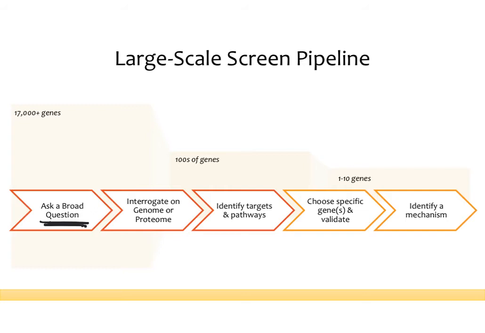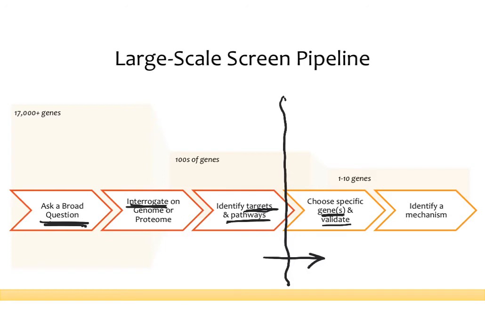You would then interrogate appropriately, whether it's a CRISPR screen or an RNA-seq or whatever type of screen, across the genome or proteome. And from that, you would be able to identify significant targets and pathways that matter. And so this is all still just large screen. And then when you cross this line, you've used other data sets and other sources and more information about the genes to choose maybe 1 to 10 genes that you're actually interested in.